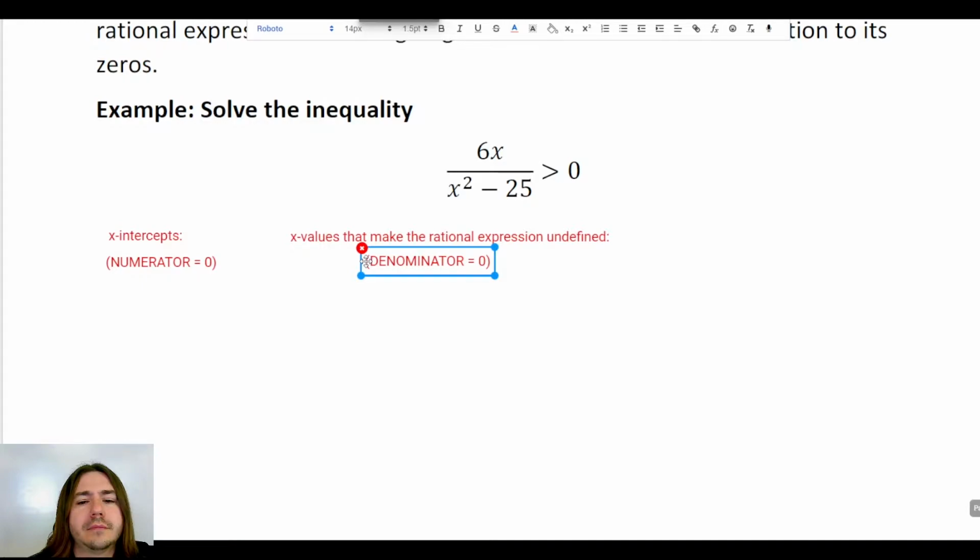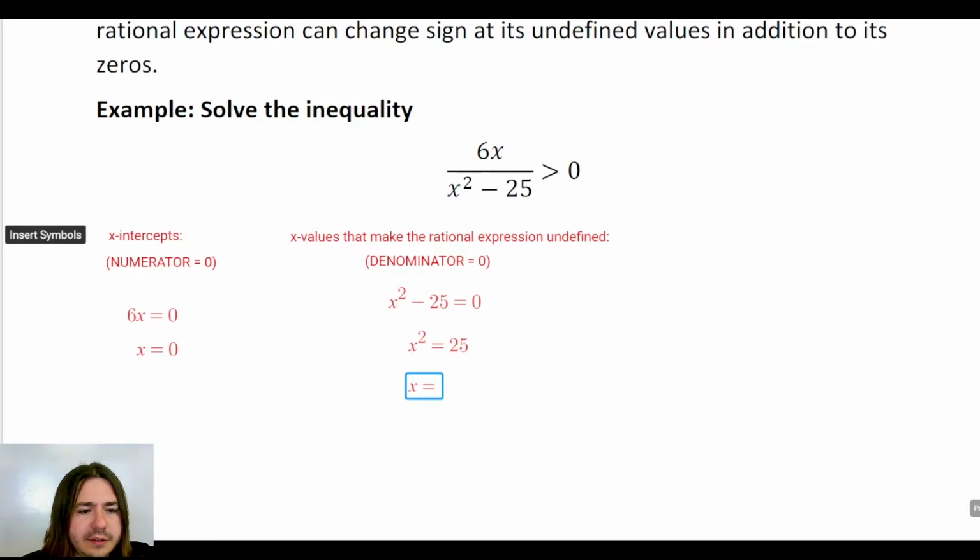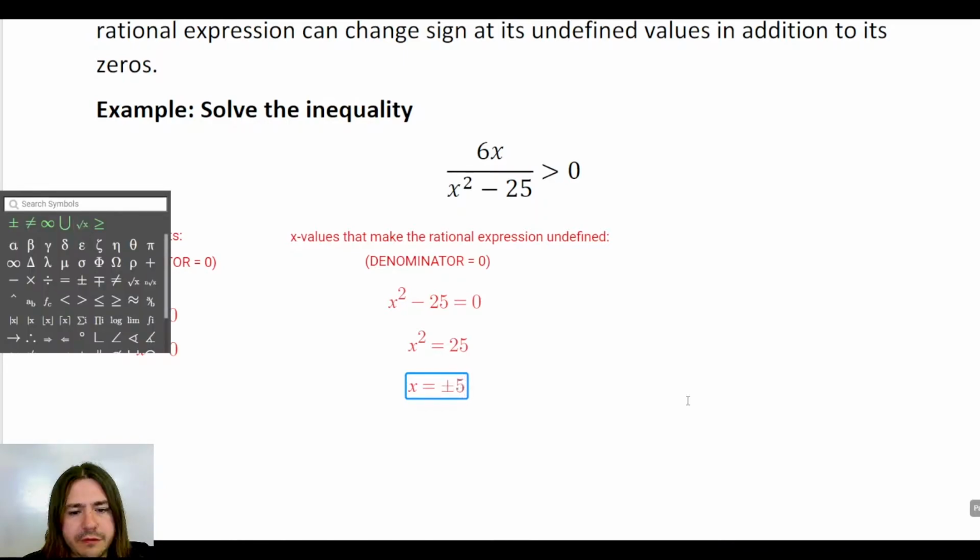So let's go ahead and find the x-intercepts. In this particular one, we just have 6x equals 0, so x is going to equal 0. And then the x values that make the rational expression undefined are going to be the ones that make the denominator 0. So x squared minus 25 equals 0. If we add 25 to both sides, we get x squared equals 25. And then we need to take the square root of both sides, and recall that anytime you take the square root of both sides, you do need to include the plus or minus. So we get plus or minus 5.